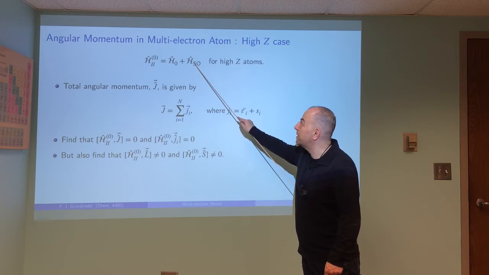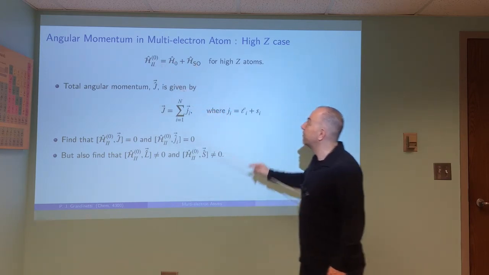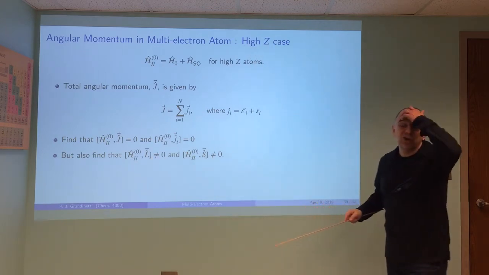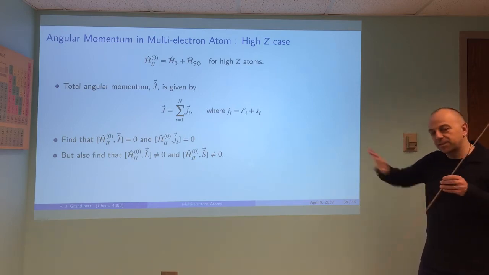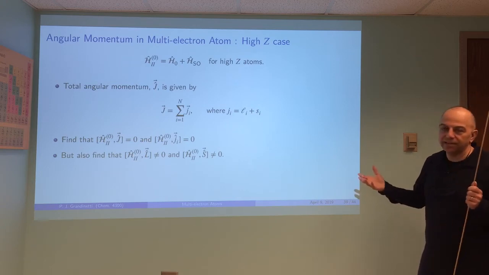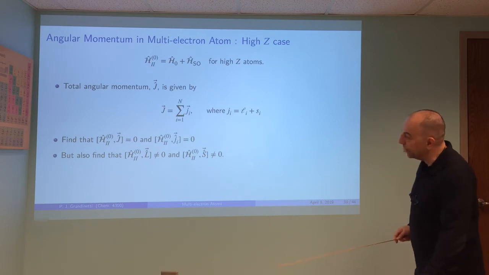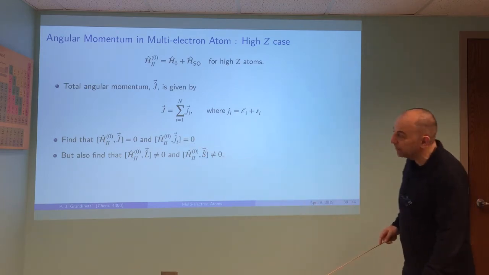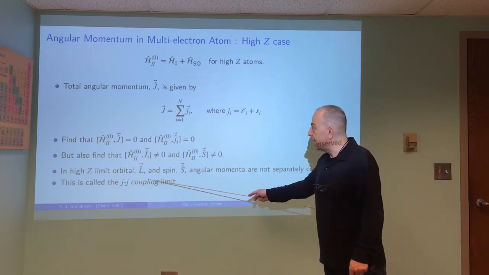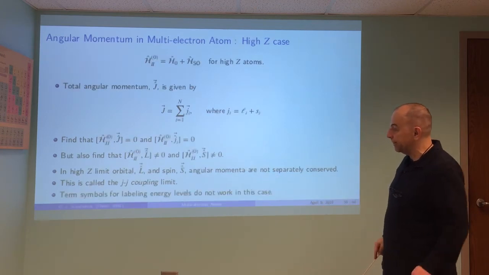We got rid of the repulsion and replaced it with spin-orbit. This zeroth order Hamiltonian, which I'm calling H02 for the high Z case, doesn't commute with L and S, which means the total orbital angular momentum is not conserved in this case. That's going to be changing with time, and the same is true for the total spin angular momentum. But J, of course, is conserved. So these are not separately conserved, and this limit is what's called the JJ coupling limit.